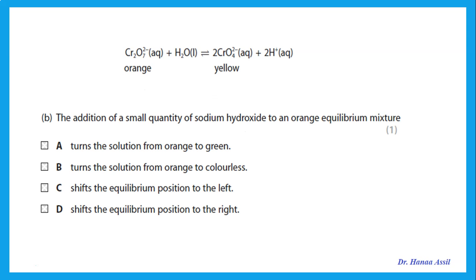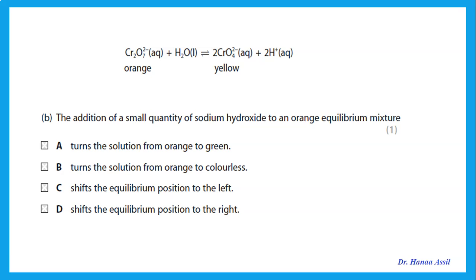So, for example, if I have this question, it says I have the dichromate ion, Cr2O7 2-. This is orange in color. Now, when you react it with water, this gives the chromate ion, CrO4 2-, and that is yellow. So, the question says, if we add a small amount of sodium hydroxide, what would happen to the equilibrium mixture?